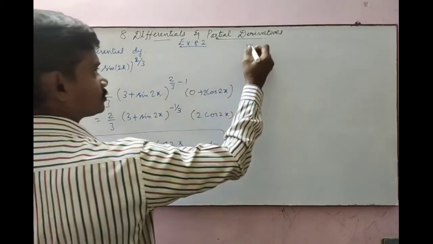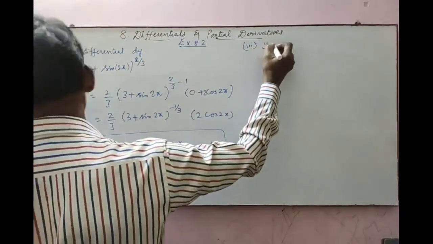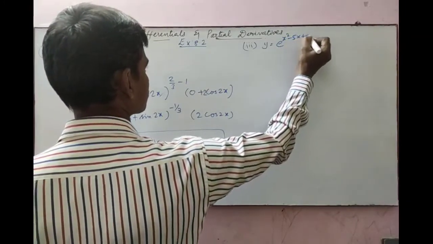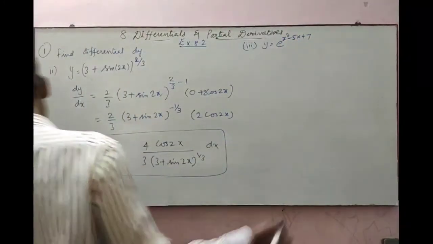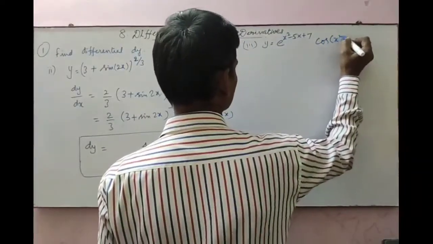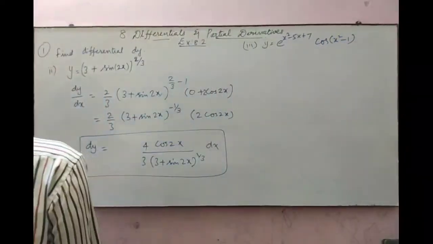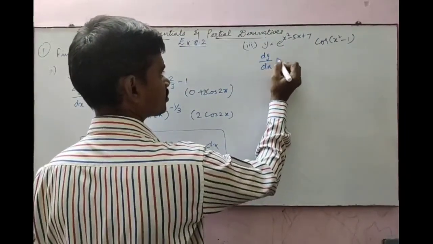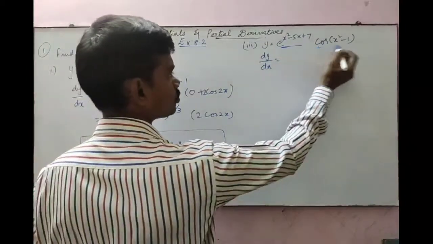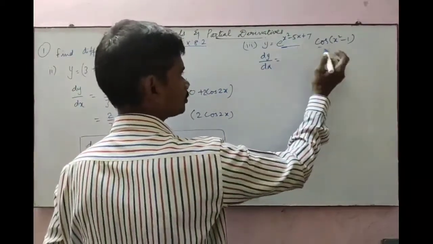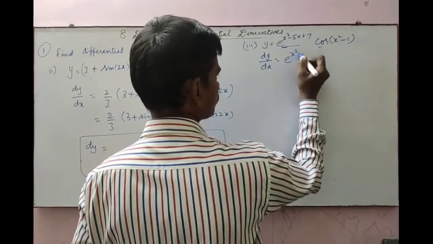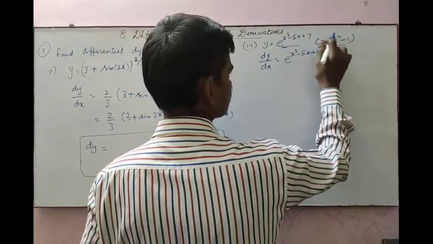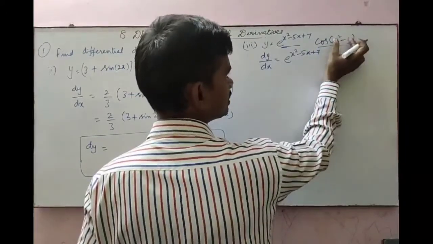Then the third subdivision is y is equal to e power (x square minus 5x plus 7) into cos of (x square minus 1). So this is also, we have to find the dy in this sum also. I am going to differentiate this with respect to x. Here we have two functions u and v. So we have to use the product rule. Keep the u as it is and differentiate this cos. Cos is cos of (x square minus 1). You treat this as x, cos x.